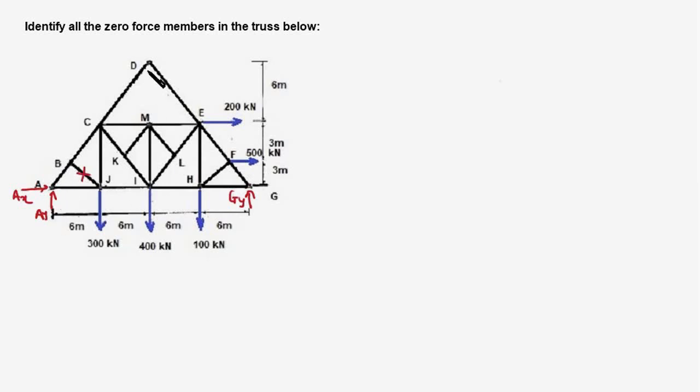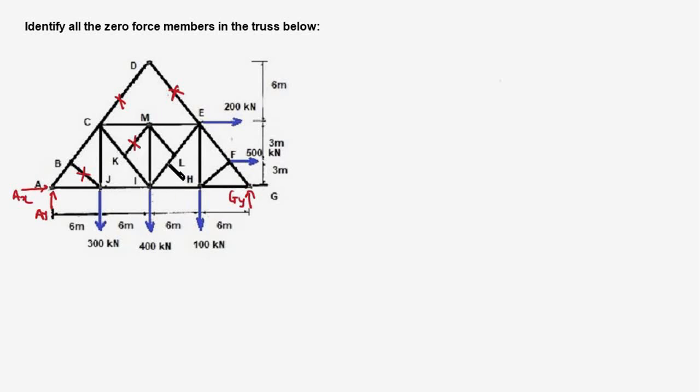Take a look at joint D. The members CD and DE are not collinear. There is no force acting at joint D, and therefore CD and DE are zero force members. Let's take a look at joint K. CK and KI members are collinear. The third member KM is not collinear. No force on joint K. Therefore KM will be a zero force member.